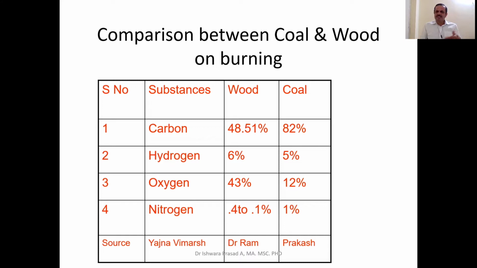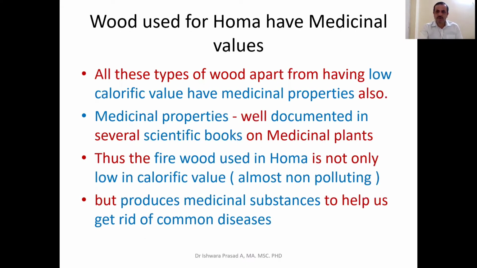And Samidhas, when they are mixed with the ghee and the ingredients being put into the Homa, will have a good effect on humans and on nature. They are human friendly. Wood used for Homa has medicinal values. All of us know it. All these types of wood, apart from having low calorific value, have medicinal properties too. Of course, every plant has chemicals and medicinal properties. Especially those used for the Homa have medicinal properties, even used in treatment for different diseases.